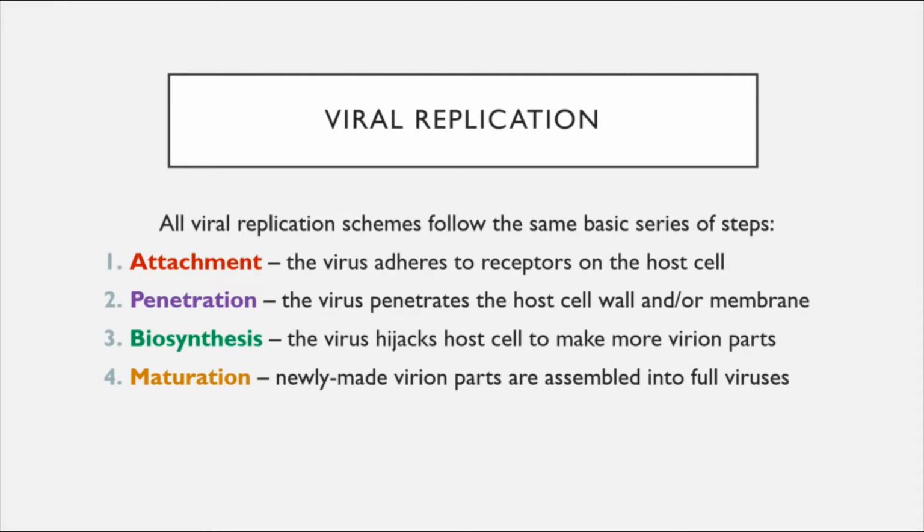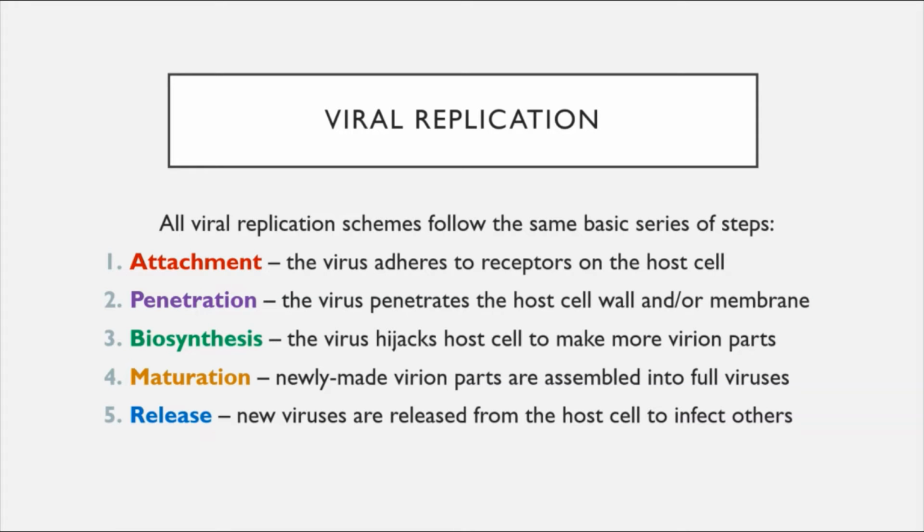Then comes maturation. When biosynthesis takes place, it makes the pieces of the new viruses, but those pieces need to be assembled. For example, the capsomeres have to be constructed into the new capsid. And so the newly made parts are assembled into full viruses in the step called maturation. The virus becomes mature. Lastly comes release. During release, the new viruses are released from the host cell in order to go on and infect other cells and propagate the viral replication.